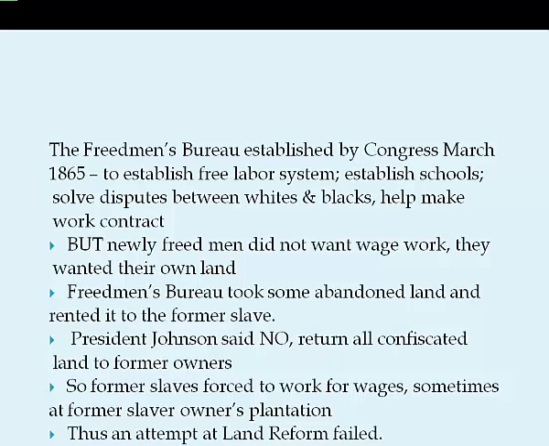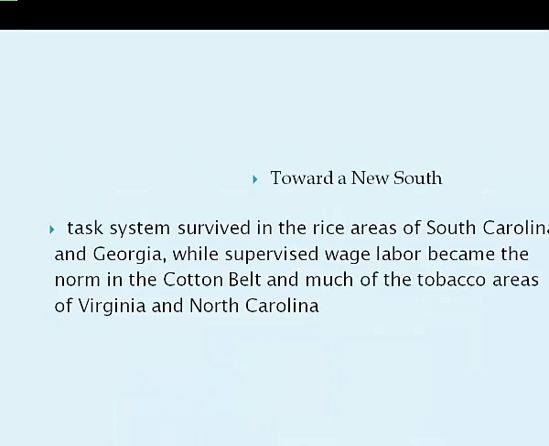So a new labor system was engaged. Excuse me, it's called the task system. It survived in the rice area of South Carolina and Georgia, while supervised wage labor became the norm in the Cotton Belt and much of the tobacco areas of Virginia and North Carolina.